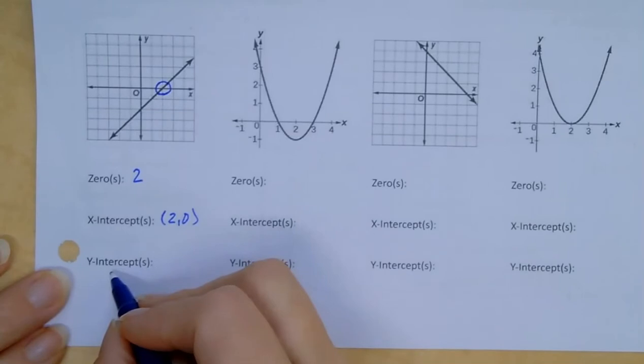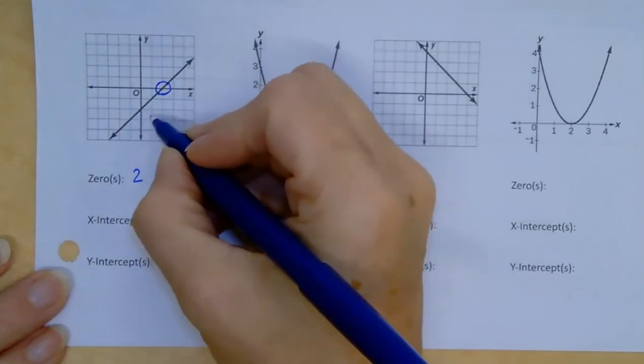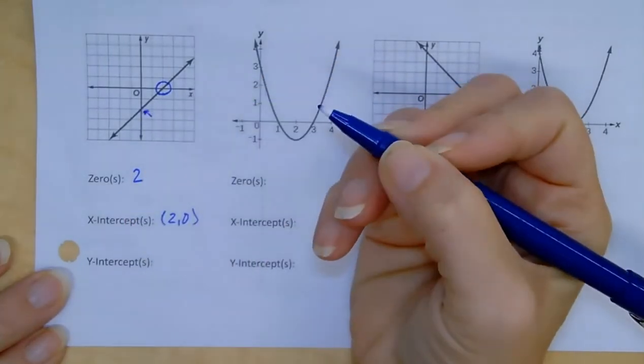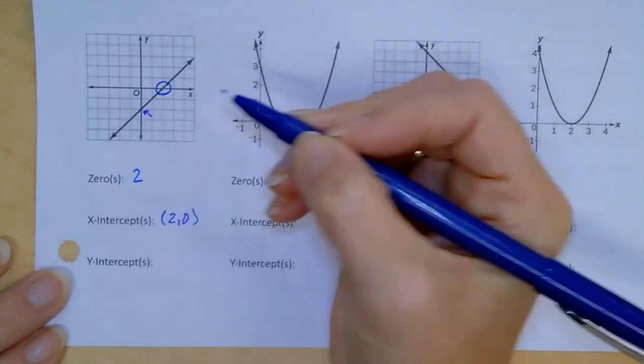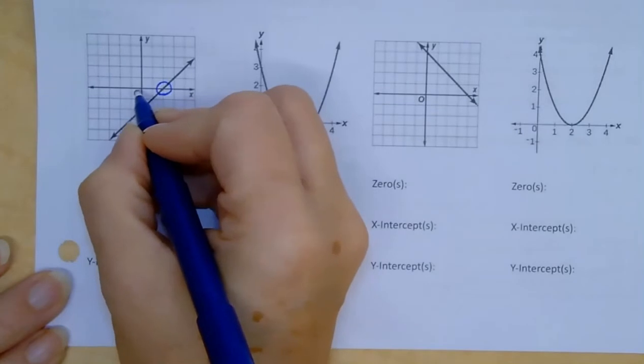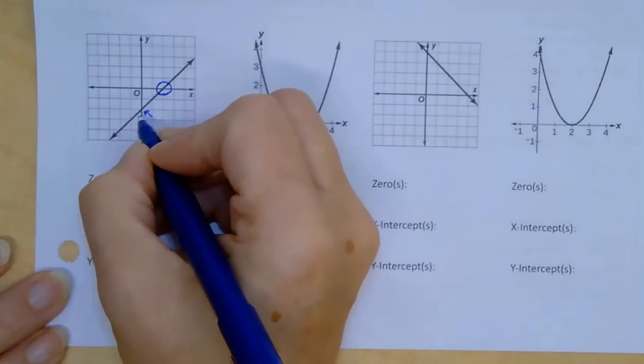Okay, then it says, what's my y-intercept? Well, this time I'm going to look where am I crossing the y-axis, and I'm hitting that y-axis right there when y equals -2. So my x value in the ordered pair would be 0, and the y would be -2.